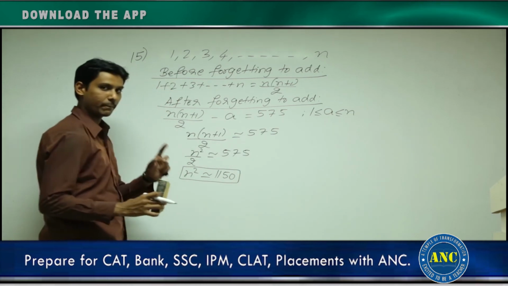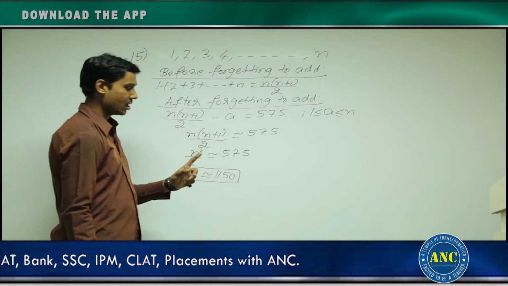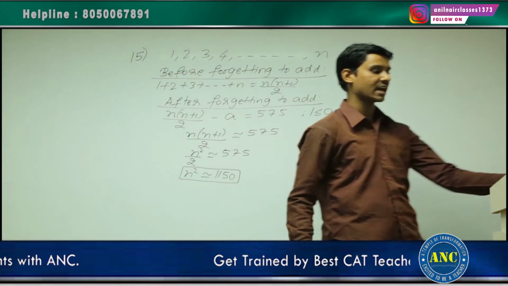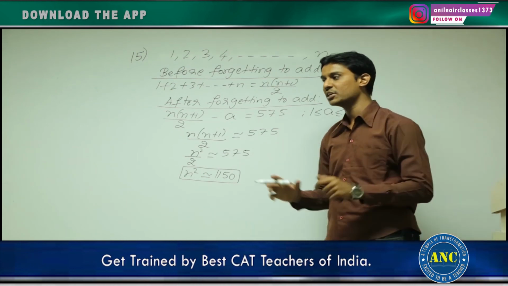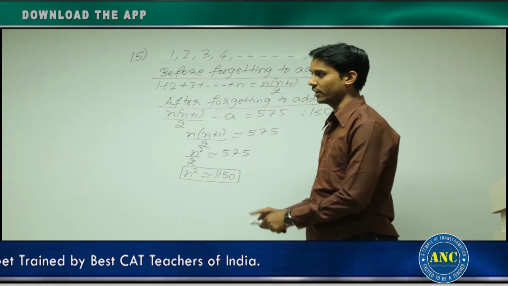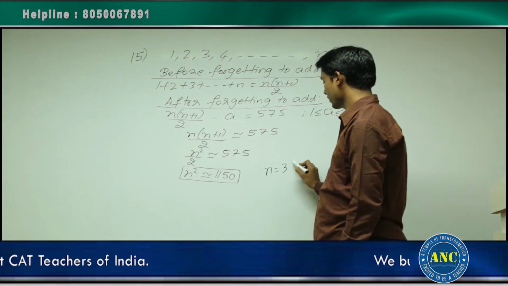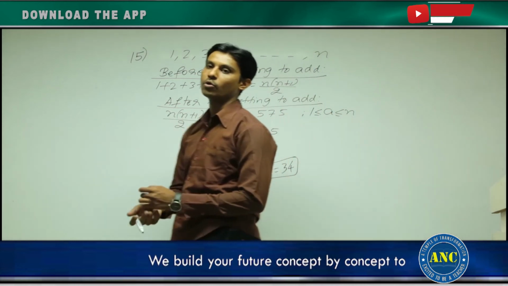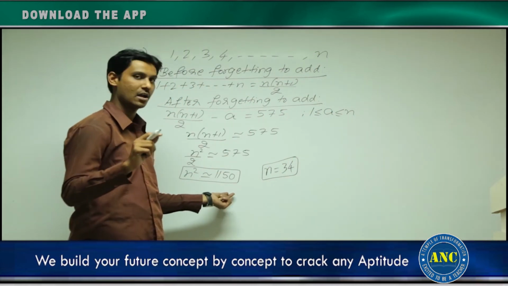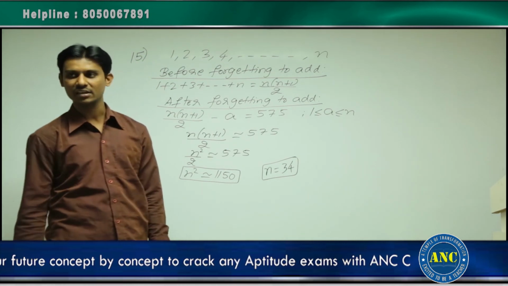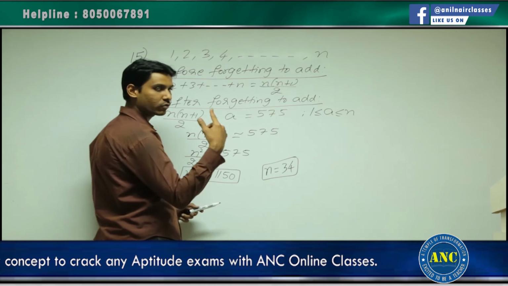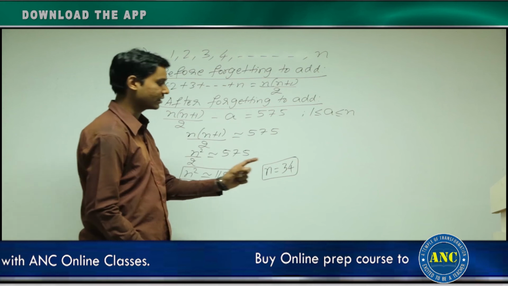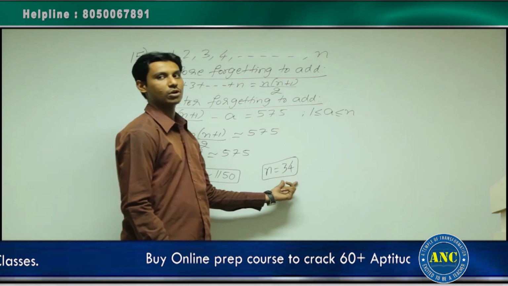Now find a perfect square which is just greater than 1150. What is a perfect square just greater than 1150? It is 1156, which is 34 square. In the previous case, we found a perfect square just less than the number. Now we are finding a perfect square just greater than 1150, which is 1156. The square root of 1156 is 34. That means n is equal to 34.